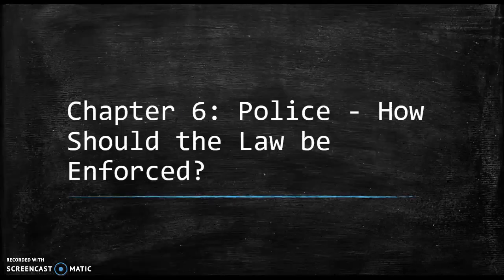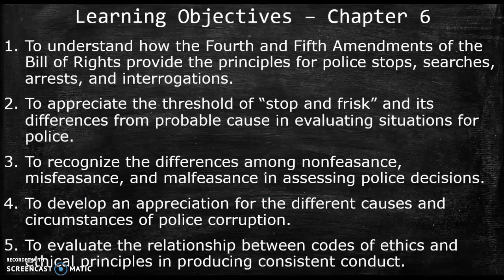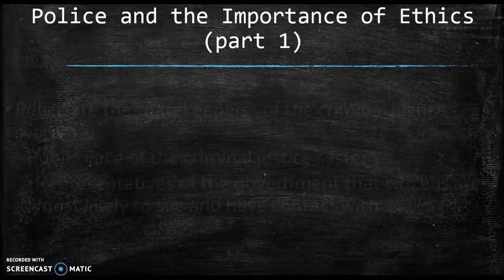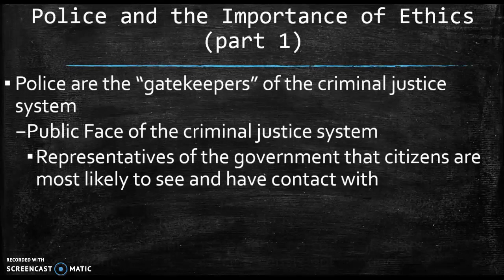So how should the law be enforced? This chapter covers a couple of things, and a lot of this is review. You should have had these in classes before: 4th and 5th Amendments, stop and frisk, and then we'll go into the code stuff. But why is this important? Ethics for police. Well, police are the gatekeepers of the criminal justice system. Most people, if they have any contact with criminal justice in one way or the other, it is going to be with the police rather than, say, a lawyer or a judge. It's going to be one way or the other through the police.